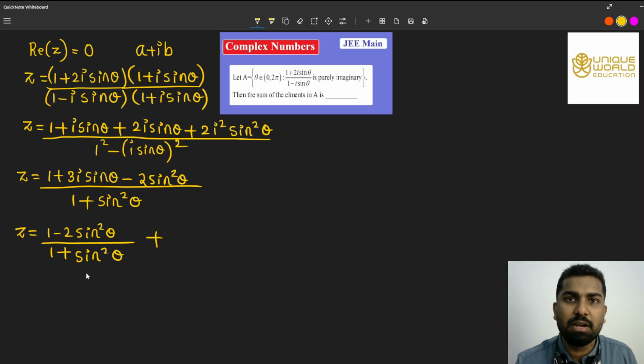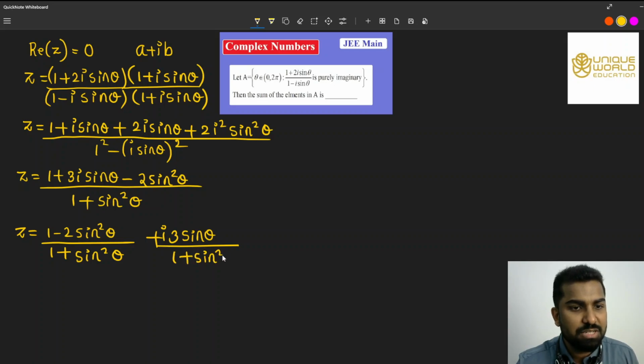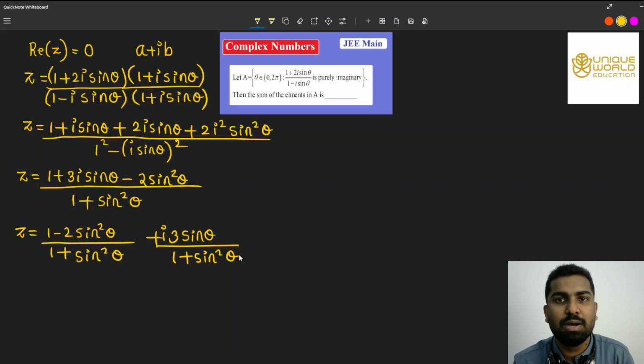This term is independent of the imaginary component, so this will be your real component, there is no i term in this. So 1 minus 2 sin square theta divided by 1 plus sin square theta, plus i times 3 sin theta divided by 1 plus sin square theta. Now if you check, it is in the form of a plus ib. In the question it is given that this complex number is purely imaginary.